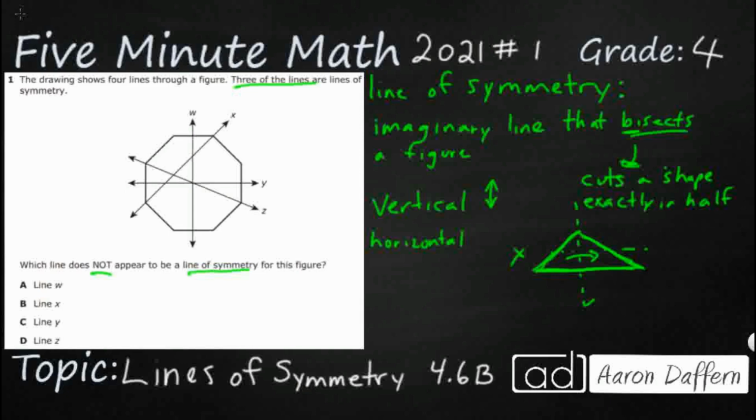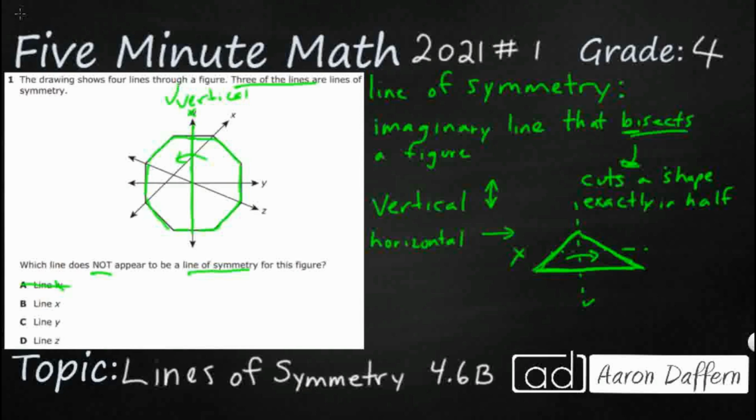So this W right here, this is your vertical line of symmetry. And as you see, they've got it right down the middle. So you imagine that you've got this half right here. You could fold it over, and it would match up perfectly with that half. So that is a line of symmetry. So W is a line of symmetry, which means it's not going to be our answer because we're looking for the one that is not the line of symmetry.